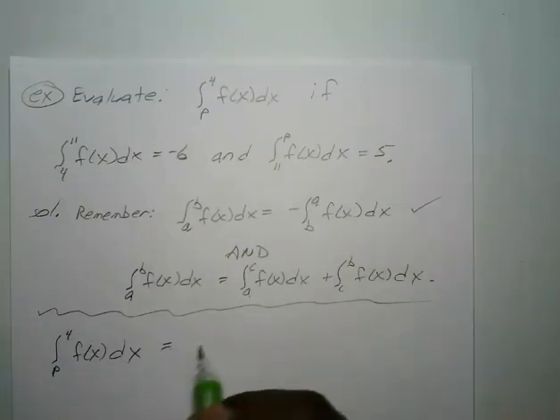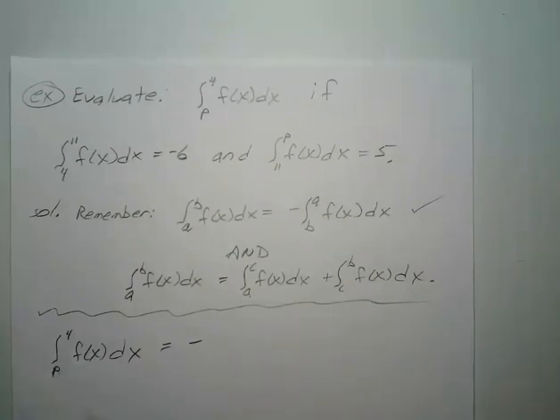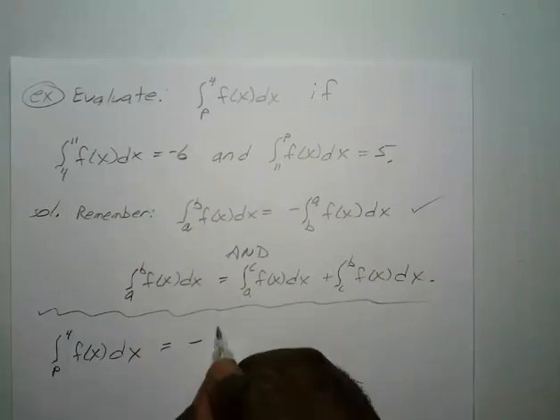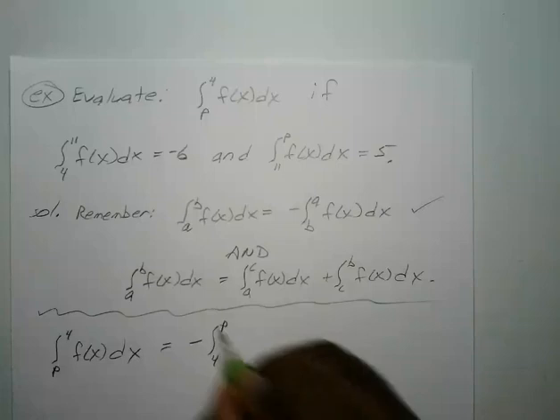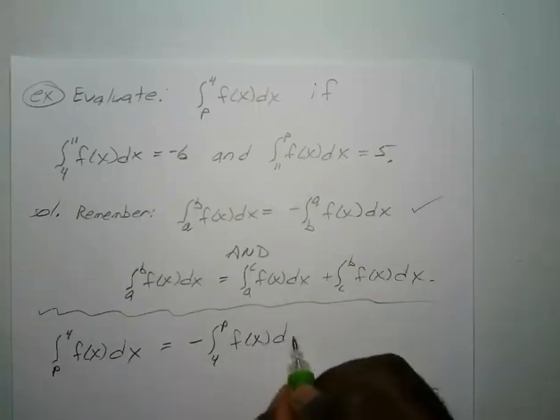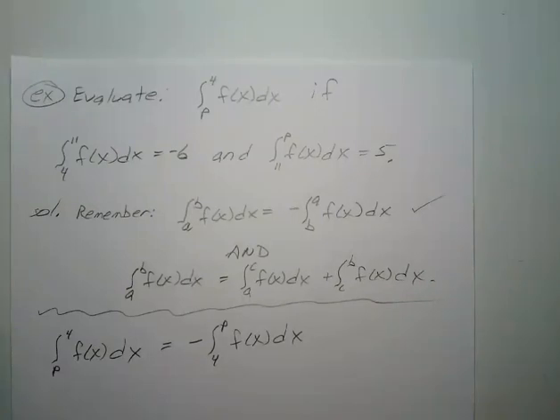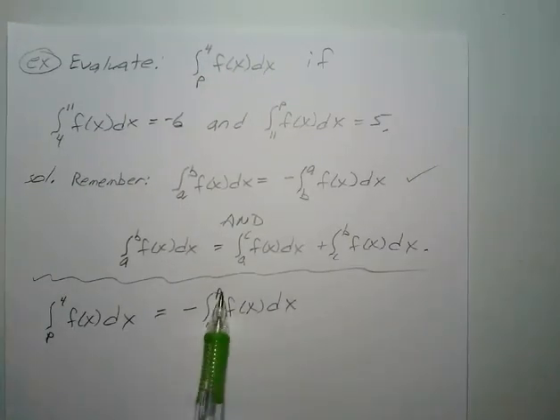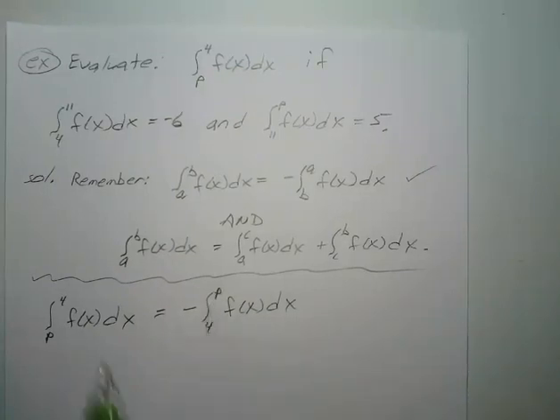Okay, so that's going to equal the negative, and we switch those two. So instead of p to 4, it's from 4 to p of f of x with respect to x. All right, now what else do we know? Well, we know that from 4 to p, we can break that down. We can go from 4 to some number and from some number to p.